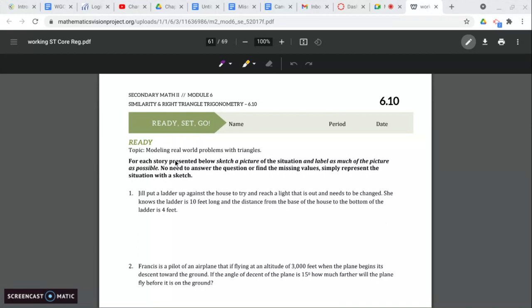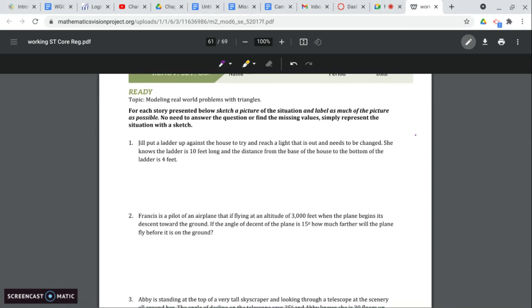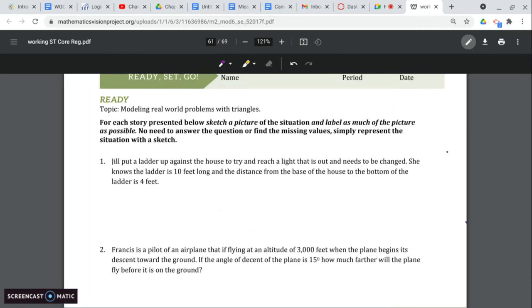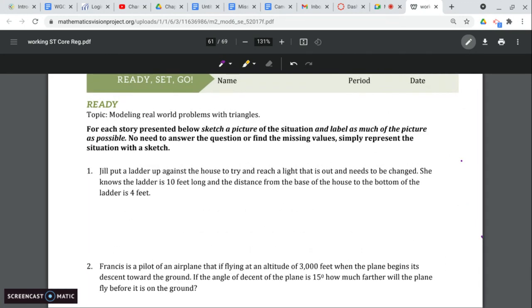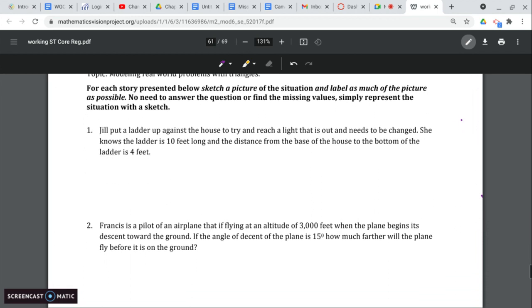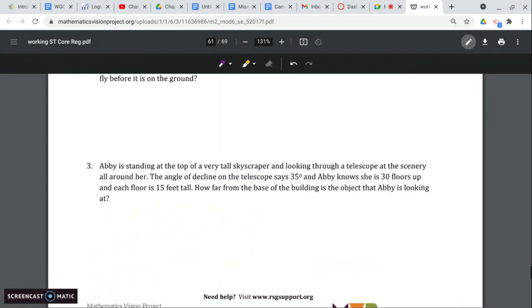So here we're modeling real world problems with triangles. For each story presented below, sketch a picture of the situation and label as much of the picture as possible. No need to answer the question or find the missing values. Simply represent the situation with a sketch. So we are not solving on these. That's the beautiful thing here. We don't have to solve. So I'm going to do number 3 with you.